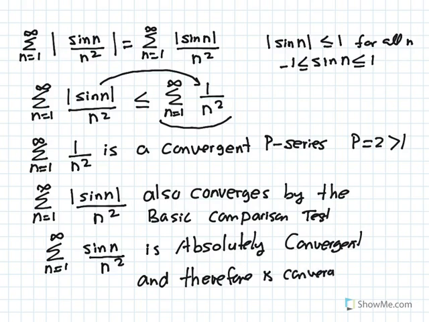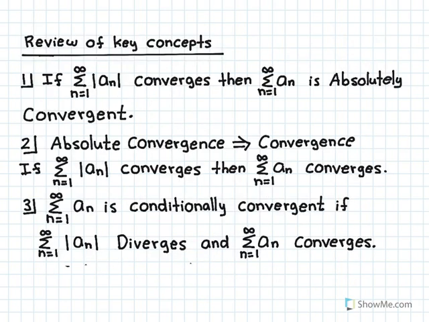So basically what this test does, the basic idea is we look at the absolute value of every term and we look at that series. If the series that's made up of the absolute value of every term converges, then the original series will converge as well. So let's review some of the key concepts.